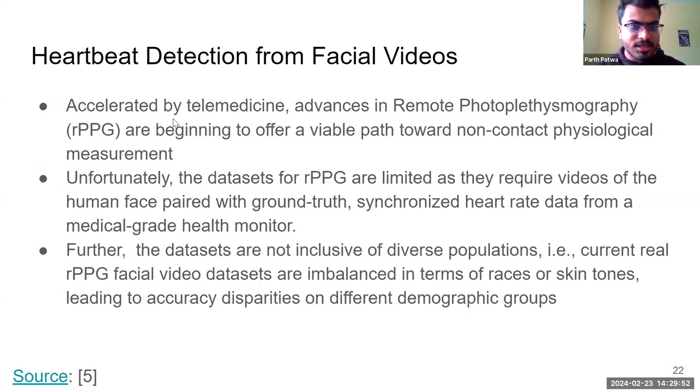Similarly, this is another application, heartbeat detection from facial videos. I was fortunate enough to co-author a paper on this. Why we need heartbeat detection from facial videos, especially for telemedicine in cases like a pandemic or when it is expensive to go to a doctor. But the data sets for that are limited because they need a huge amount of paired data, and most of the existing data sets are unfortunately not inclusive of the diverse population when it comes to skin tones.